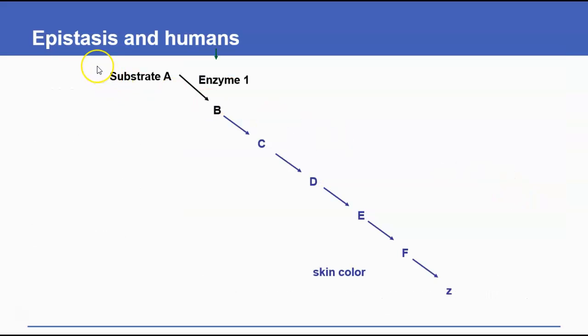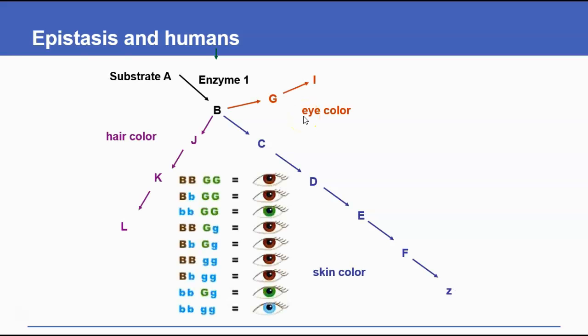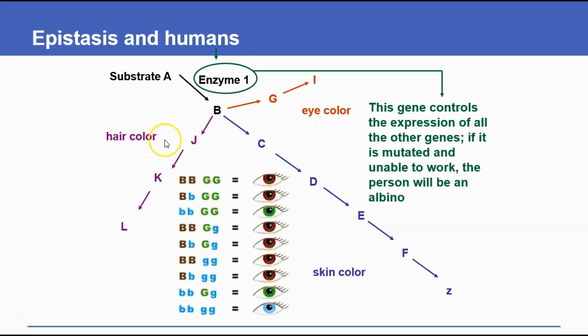So this example in humans, there's actually the same thing, where you can have, again, a series of metabolic reactions that ultimately end up in producing that skin color, that eye color, and hair color. But in humans, there is one enzyme where if that gets mutated, all of the subsequent genes are going to look like they're turned off. In the case of albinism, you won't have any of the color deposited. So this is an example of epistasis.